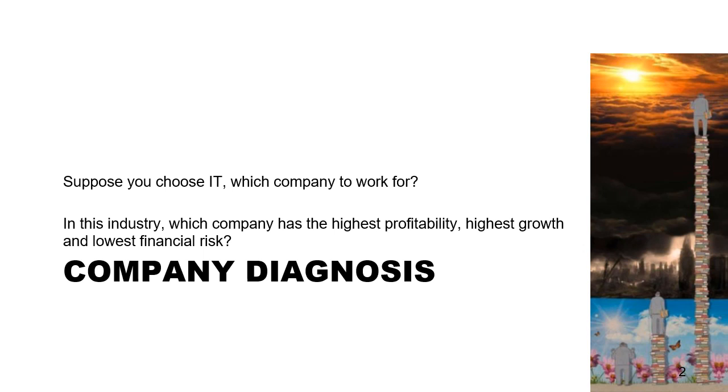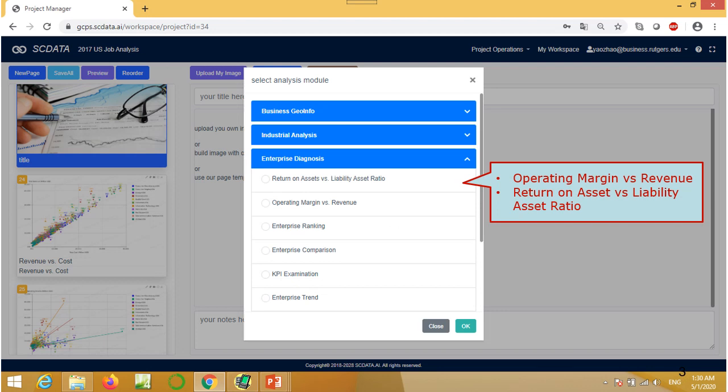To answer this question, we should use the company diagnosis tools to identify companies in the same industry that have the highest profitability, highest growth, and lowest financial risk. The tools we're going to use here are operating margin versus revenue and return on asset versus liability asset ratio. There are other tools that can provide more in-depth insights into the company's performance. Feel free to explore on your own.